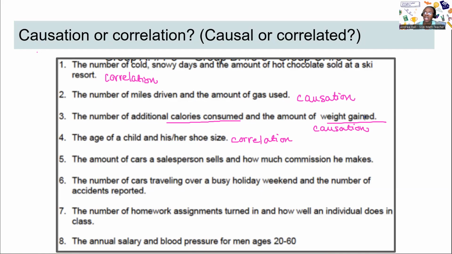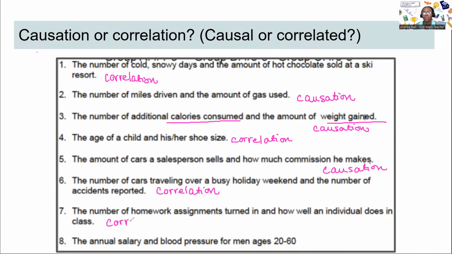The number of cars a salesperson sells and how much commission he makes. Causation, right? Your commission is directly tied to how much you sell. The number of cars traveling over a busy holiday weekend and the number of accidents reported. There's definitely a strong correlation, but I don't know that I would say it's a causation, right? It's people's bad driving that causes these accidents. The number of homework assignments turned in and how well an individual does in class.